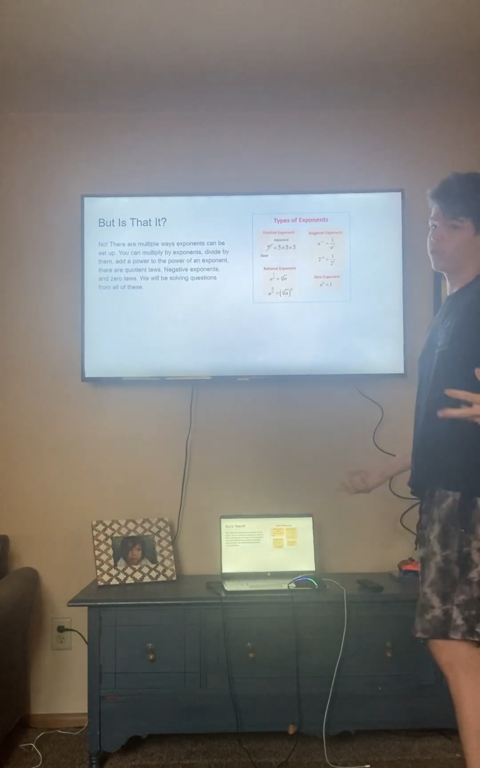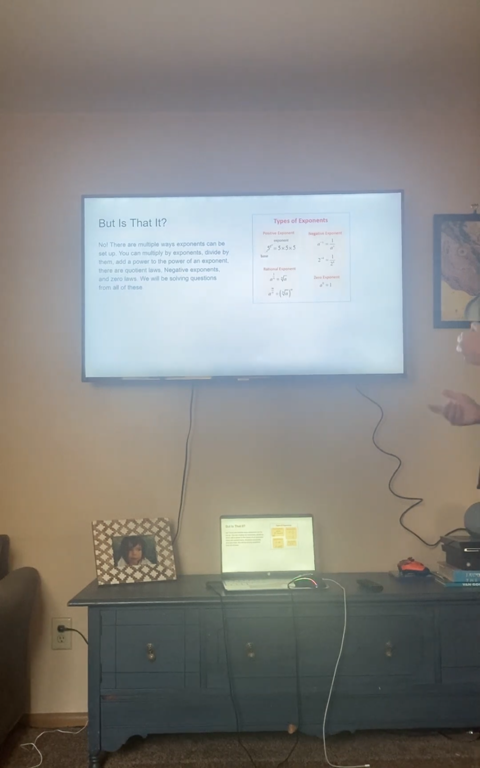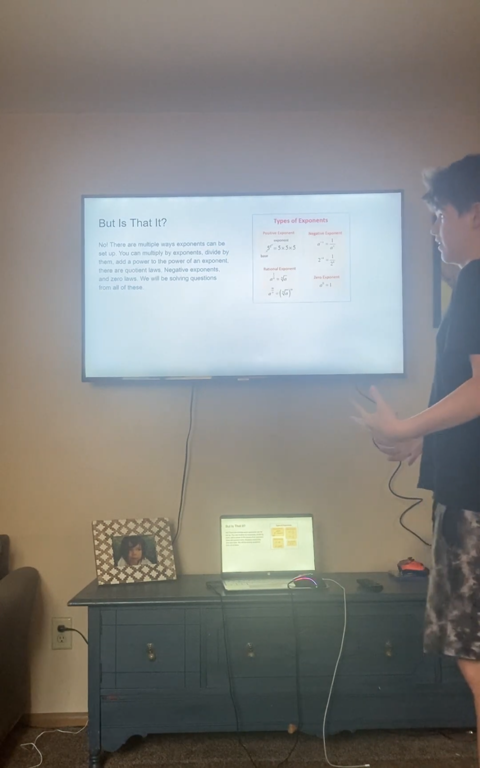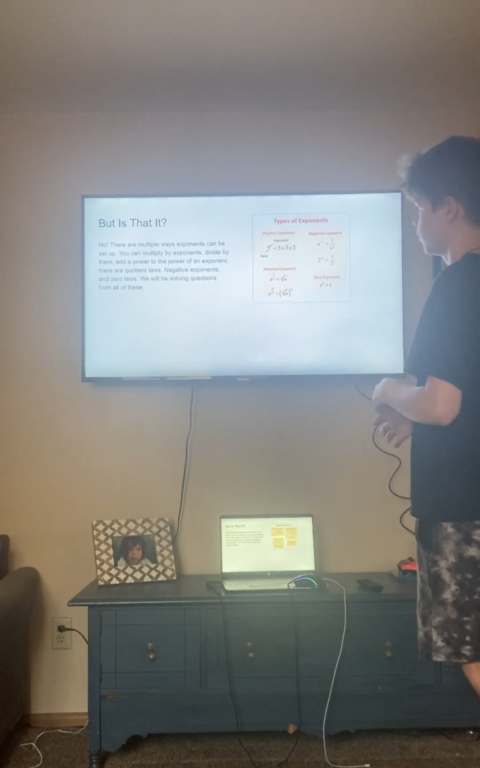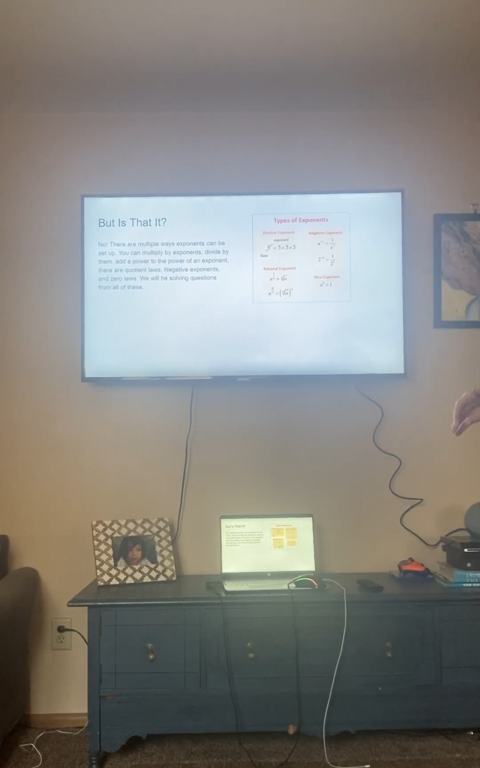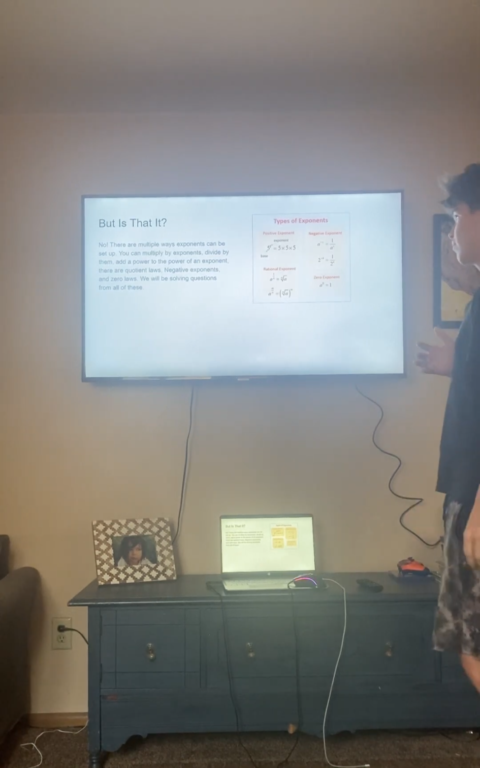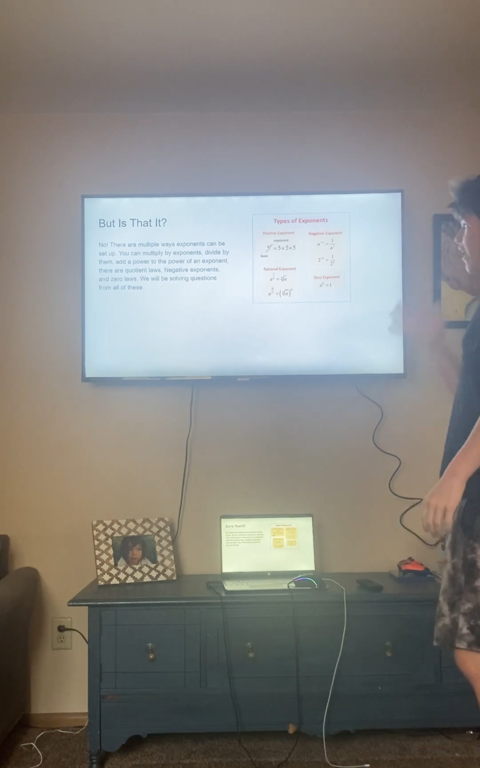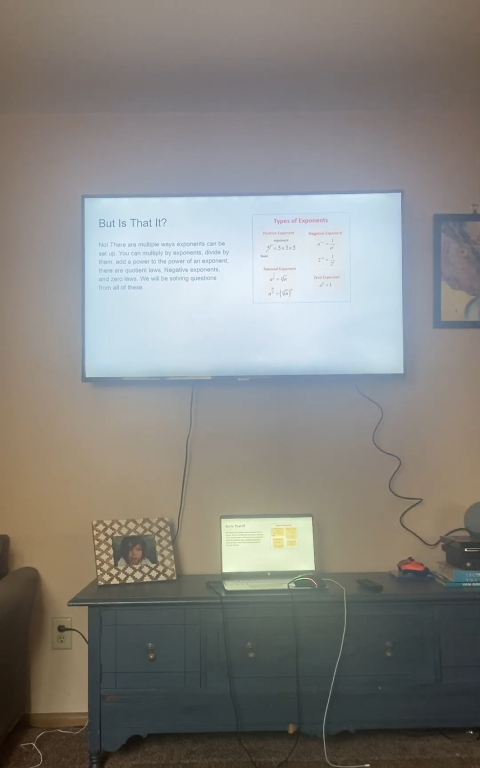But is that the only thing exponents have to offer? No! There are multiple ways exponents can be set up. You can multiply by exponents, divide by them, add a power to the power of an exponent. There are quotient laws, negative exponents, and zero laws. We will be solving questions from all of these types of exponents.